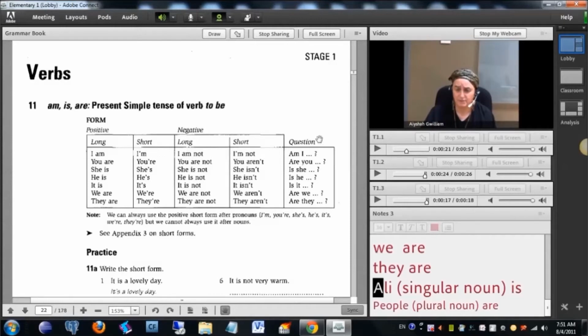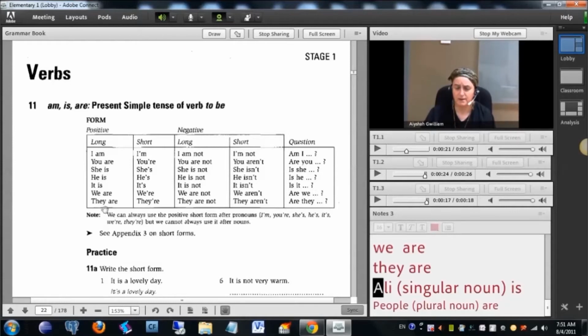And the last part is a question. When we give a question, instead of I am, we use am I. Instead of you are, we use are you. Is she? Is he? Is it? Are we? Are they? Notice also that if this is the beginning of a sentence, all of the letters have a capital letter. Same here. If it is the beginning of a sentence, they all have a capital letter.